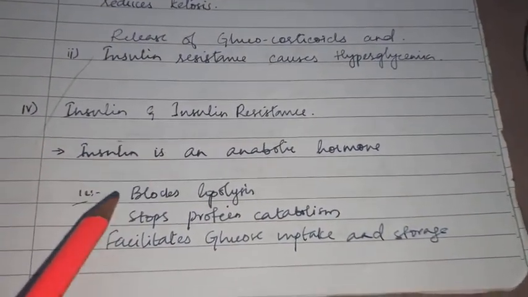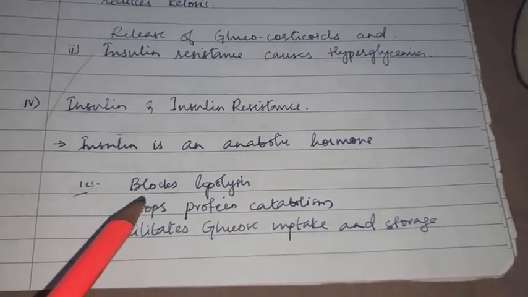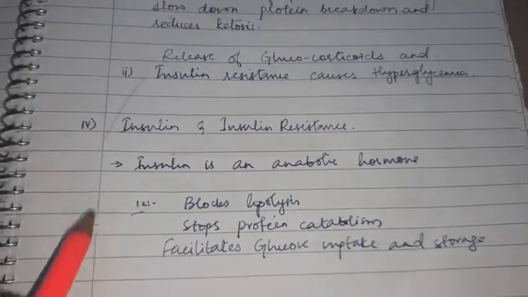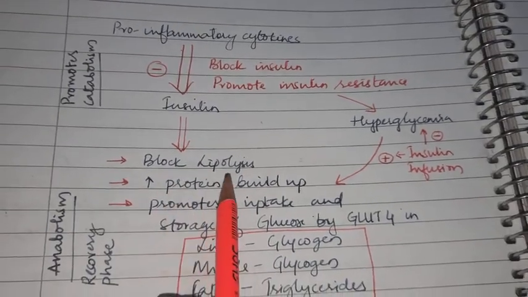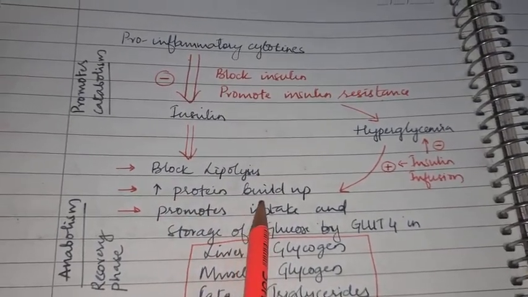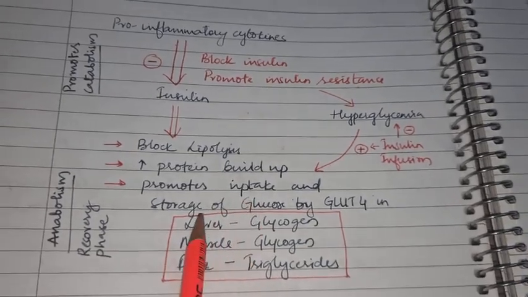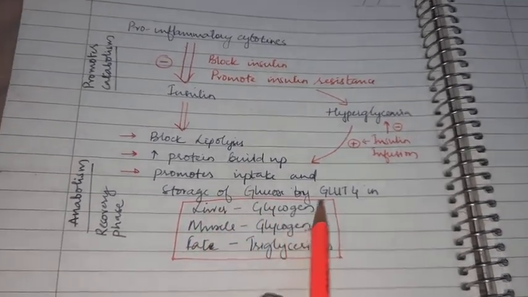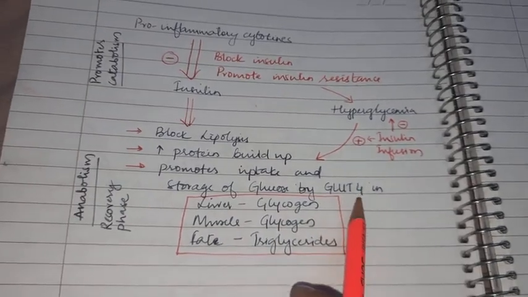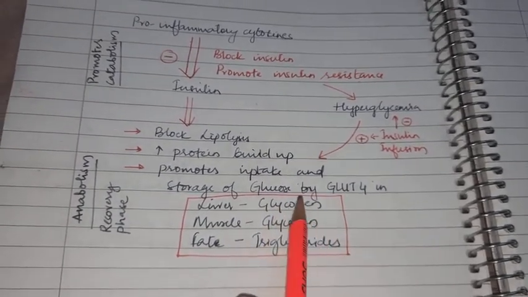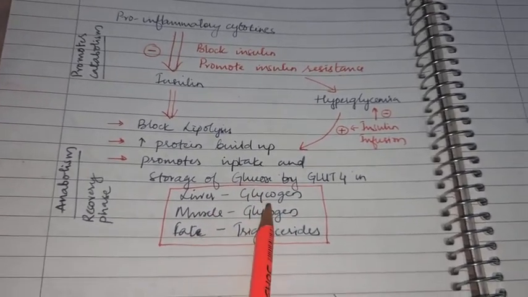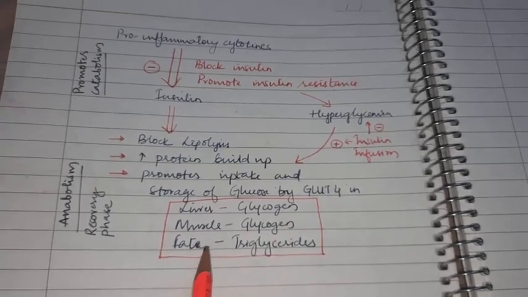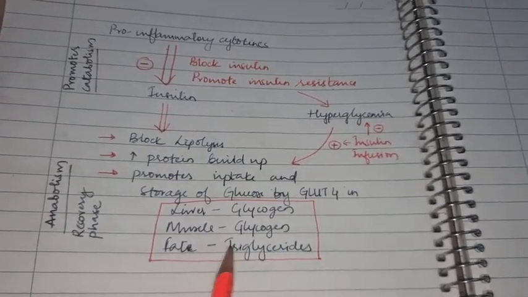So, insulin and insulin resistance. Insulin is an anabolic hormone, that is, it promotes growth, it promotes storage. Insulin blocks lipolysis, promotes protein buildup, and promotes uptake and storage of glucose by GLUT4. That is, GLUT4 is a glucose transporter. It promotes storage of glucose in the liver as glycogen, in the muscle as glycogen, and in the fat as triglycerides, right?